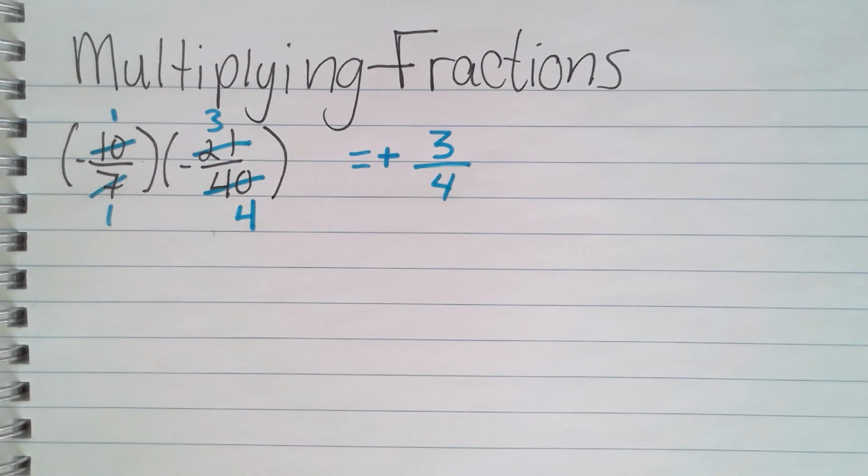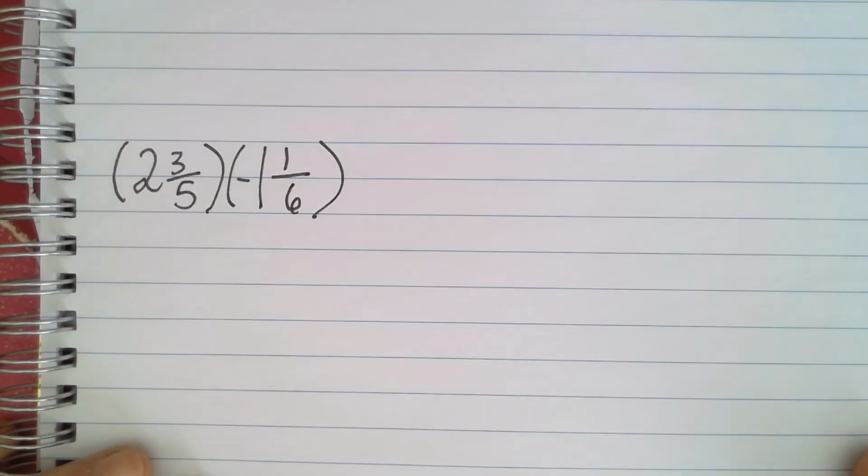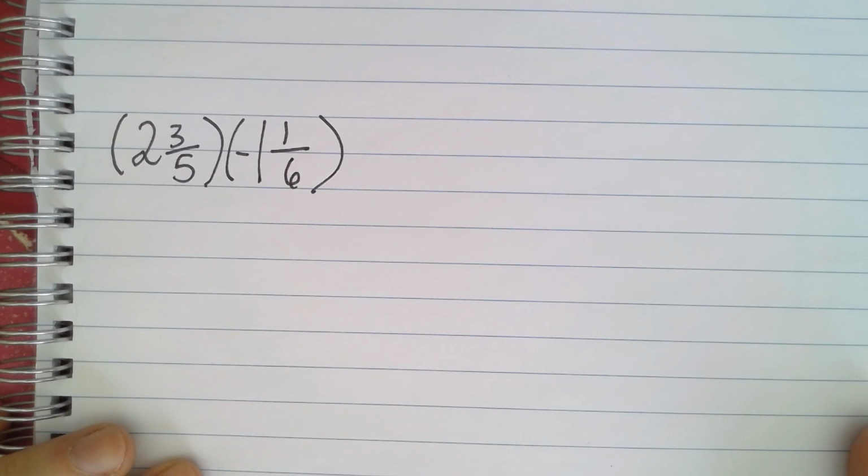Had you not simplified ahead of time, you would have had 210 over 280, and then you would have had to try to figure out how to reduce that at the end. You're also going to be asked to be able to multiply mixed numbers like these. So I have 2 and 3/5 multiplied by negative 1 and 1/6.